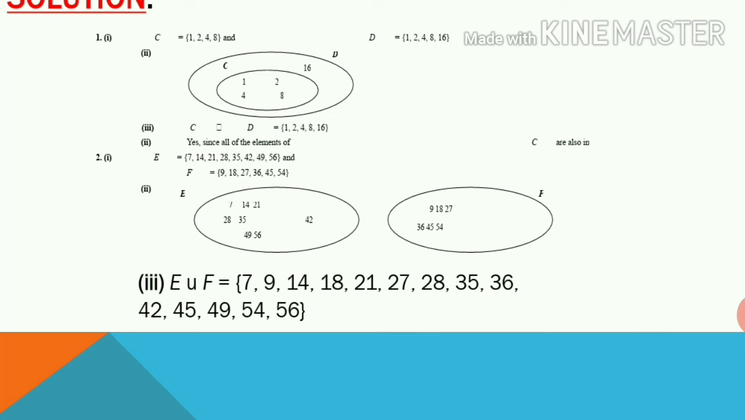So the elements are 1, 2, 4, 8 and 16. You will write down all elements because union shows together, combined. It means that you have to write down all the elements of both sets. So this is how you will write: C union D is equal to 1, 2, 4, 8 and 16. Okay, I hope this is clear to you. Now let's come to the fourth part.